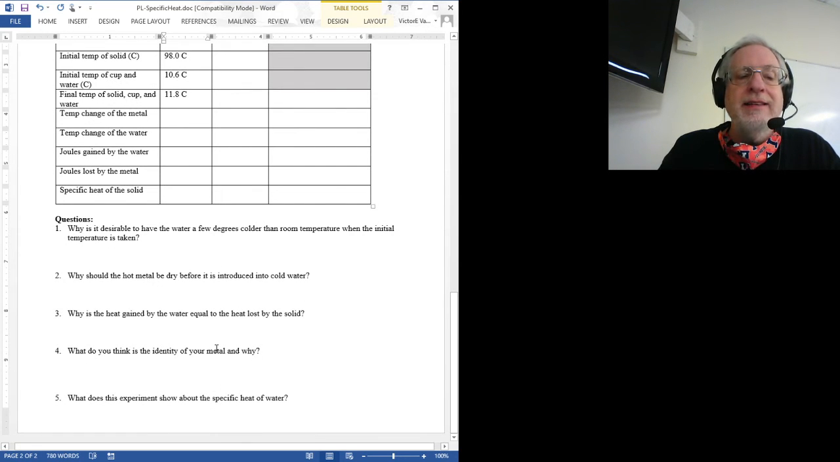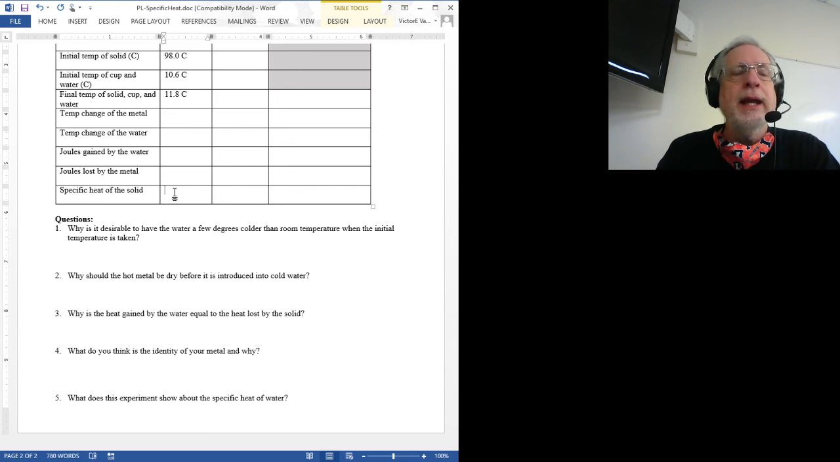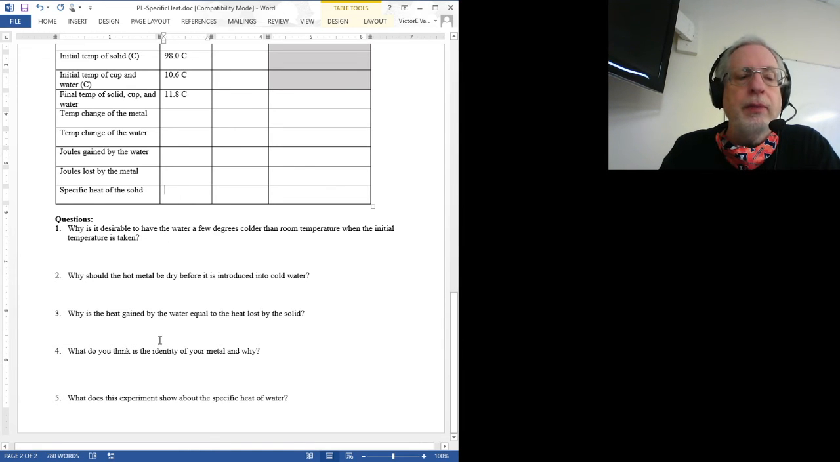What do you think is the identity of your metal? I already told you it is lead, but can you tell me, after you do the experiment, if you were to calculate the specific heat of your solid and knowing the specific heat of lead, would you think that your solid was lead, or would you maybe think it was something else? But also take into account that you can see it, you can feel it, you can look at it. You kind of have an idea that it might be lead even before you begin. But why do you think that? Give me at least one good reason for why you think it might be lead.